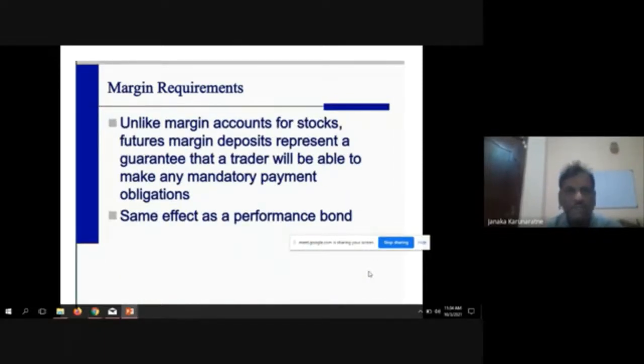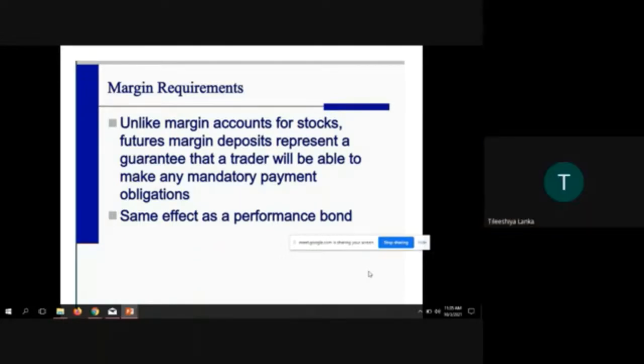Okay. Margin requirements: unlike a margin account for stocks, a futures margin deposit represents a guarantee that a trader will be able to make any mandatory payment obligation. So a futures margin is a guarantee, like a performance bond. So that is the guarantee when you do the trade through a futures contract. You are protected on your contract, which is not there in a forward contract.